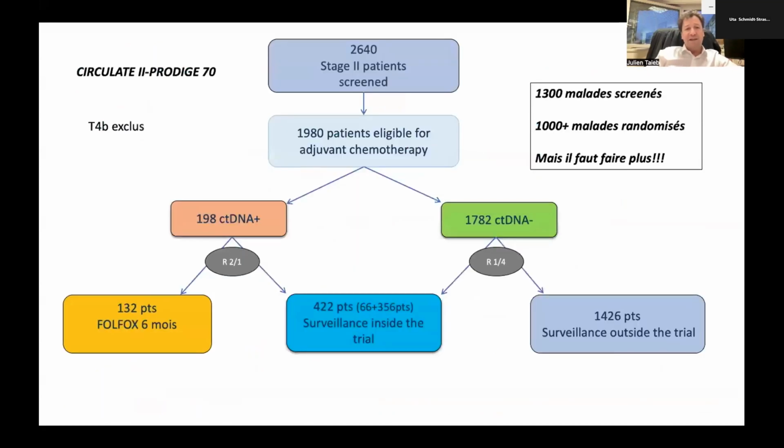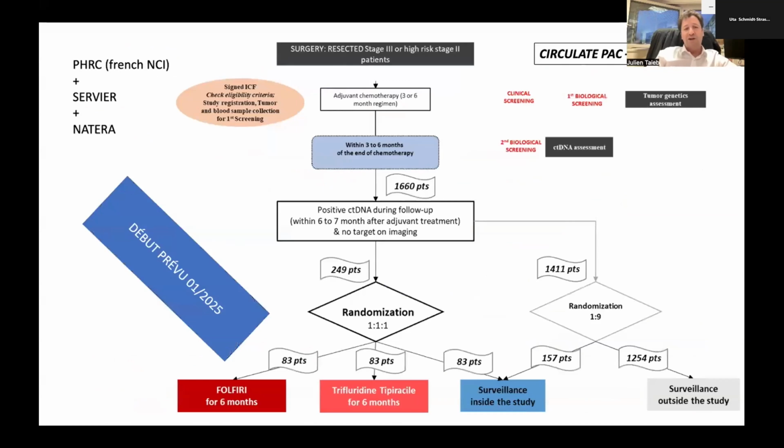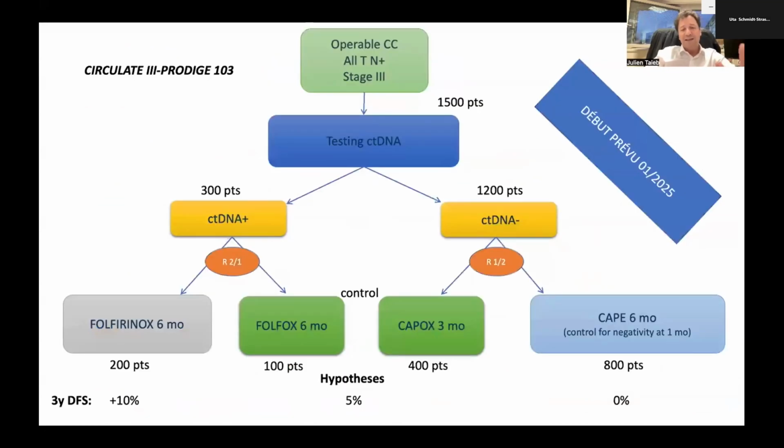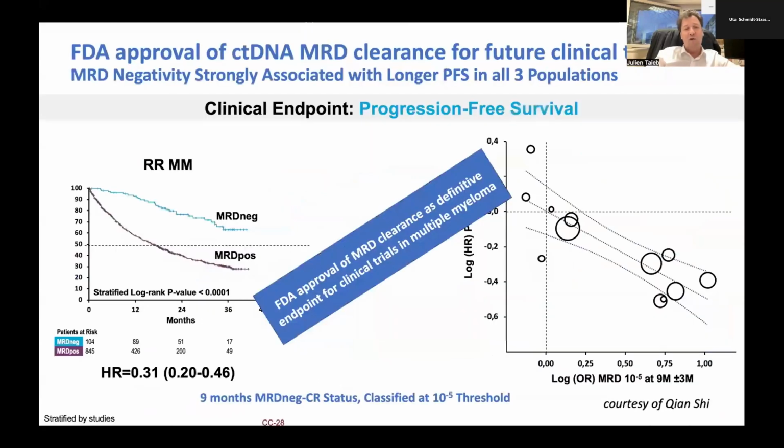There are a lot of different designs for stage 2 and stage 3 patients. This is the French CIRCULATE trial, PRODIGE 70 for stage 2, and the one for stage 3 and for post-adjuvant chemotherapy. I will not detail all that because it would be too long, but you can see that, for example, in this PRODIGE 103 trial, we go for ctDNA-positive stage 3 patients to FOLFIRINOX versus FOLFOX, and for the negative ones, we de-escalate from 3 months of CAPOX to 6 months of capecitabine without oxaliplatin. So this is the way we are going to try to move forward.